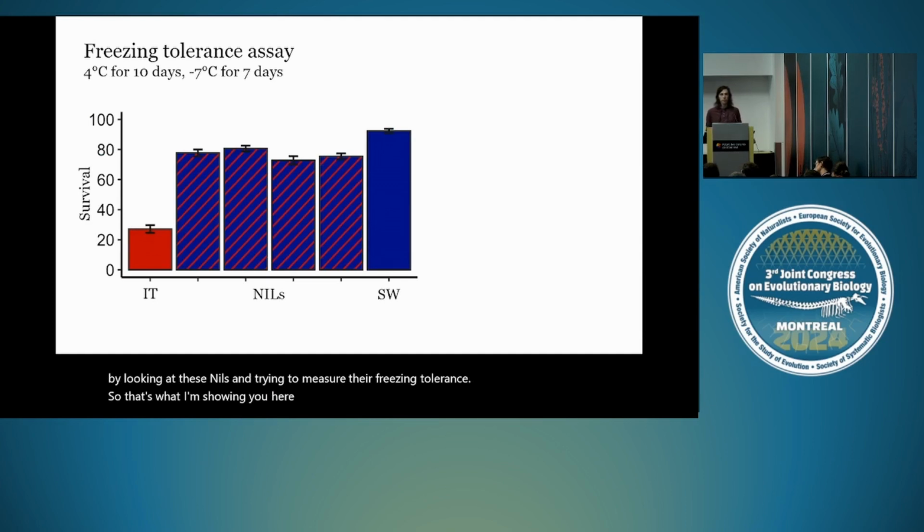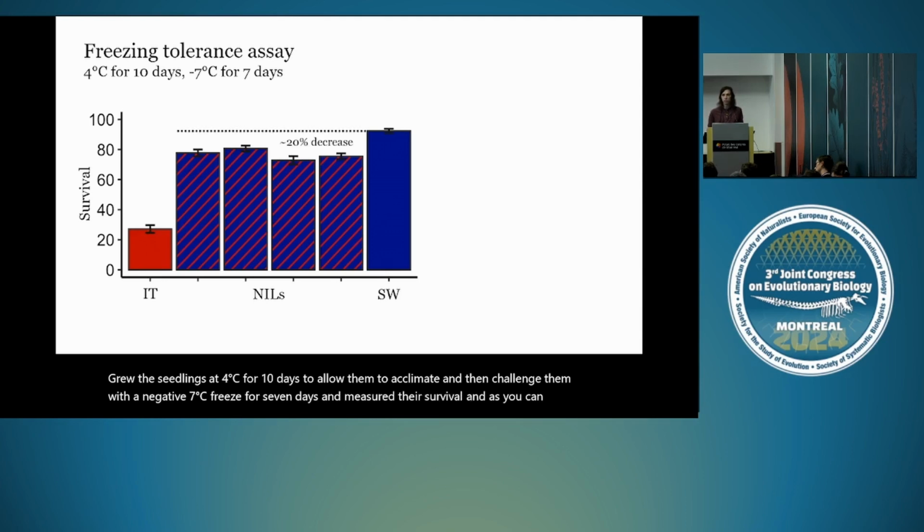We took those 4 NILs and both of the parental ecotypes and did a freezing tolerance assay where we grew the seedlings at 4 degrees Celsius for 10 days to allow them to acclimate, and then challenged them with a -7 degrees Celsius freeze for 7 days and measured their survival. And as you can see here, we have a roughly 20% decrease in survival through this freeze compared to the Swedish ecotype across all of our NILs pretty consistently.